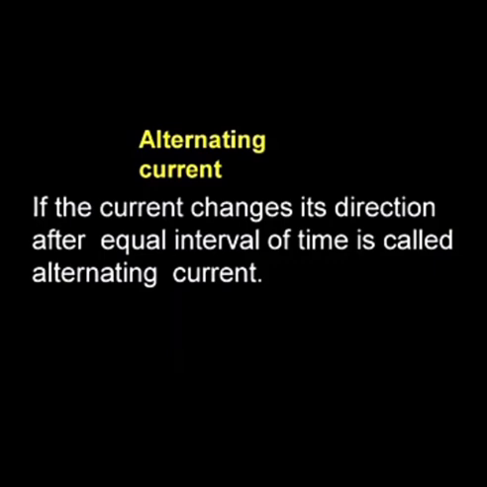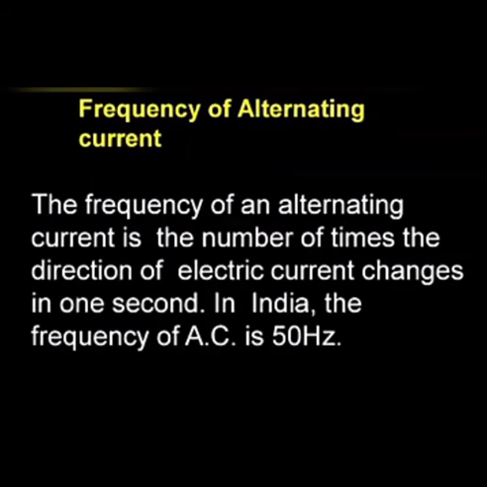Alternating current. If the current changes its direction after equal intervals of time, it is called alternating current. Frequency of alternating current. The frequency of an alternating current is the number of times the direction of electric current changes in 1 second. In India, the frequency of AC is 50 Hz.